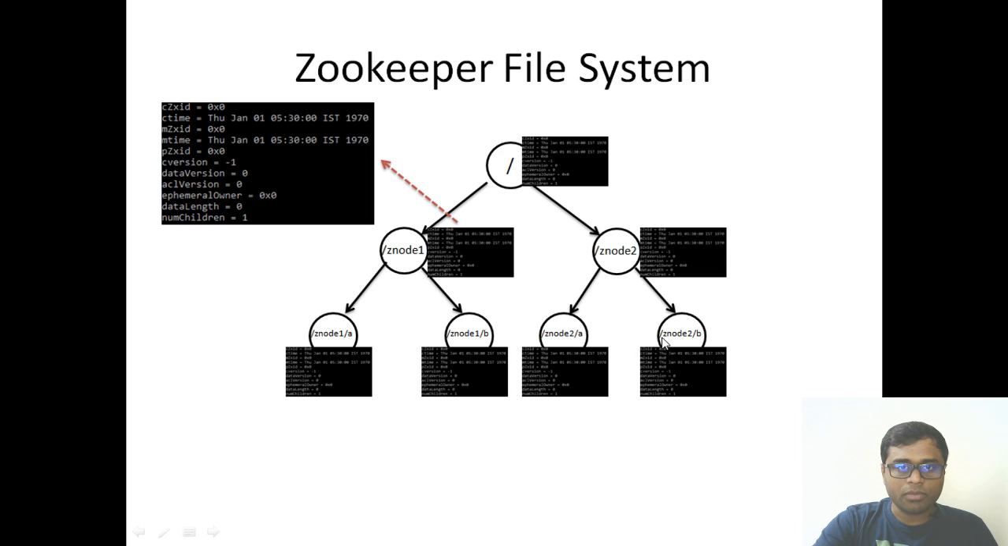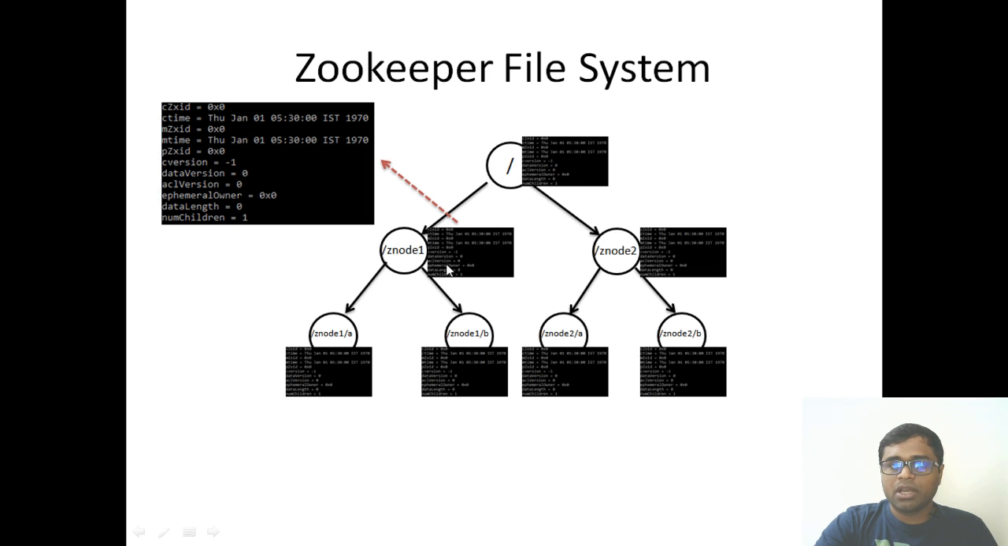Now, one of the differences that you're going to see here is, in a typical file system, a directory does not have any stat or any details actually attached to it. We can store information in the form of files inside a directory. But in a Zookeeper file system, basically every single node will have a certain amount of data which is actually attached to that particular node.